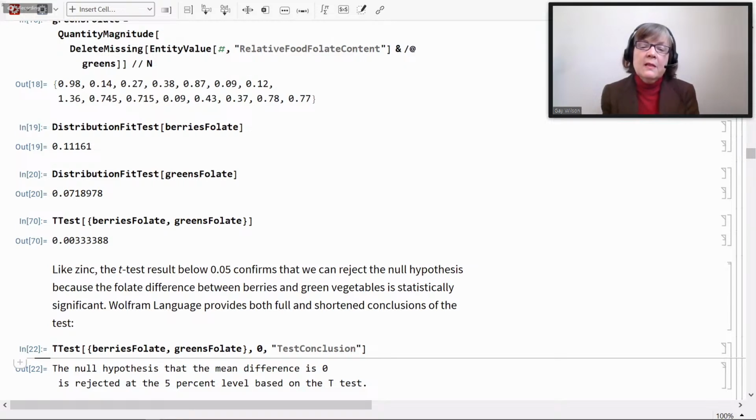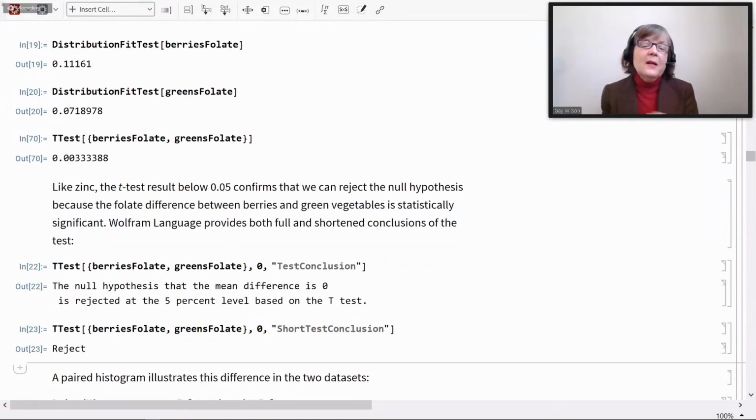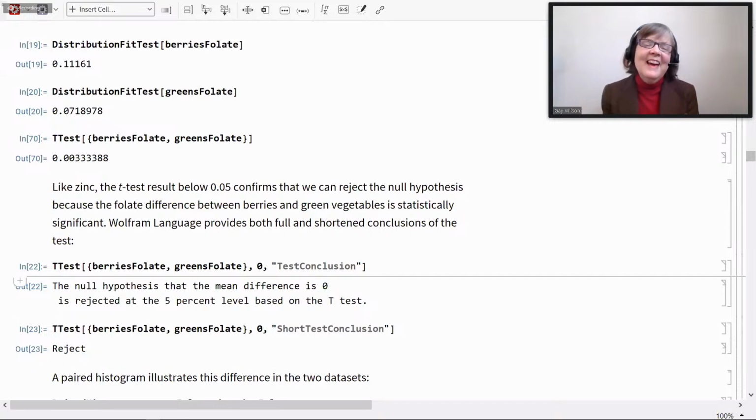The folate difference between the two groups is statistically significant. This is something I really thought was very cool that I like using: the Wolfram language will write the test conclusion for you. I like that. And it'll either give you a full-length description of the test conclusion, or you can even ask for the short test conclusion.